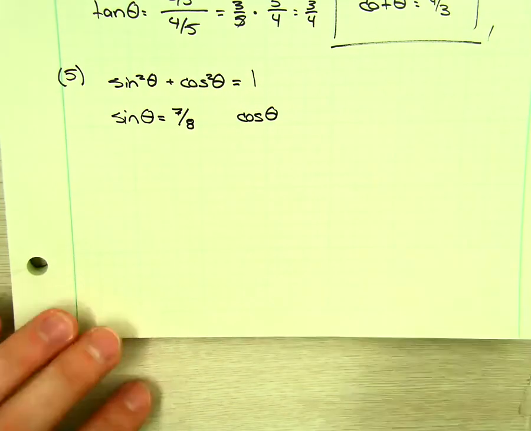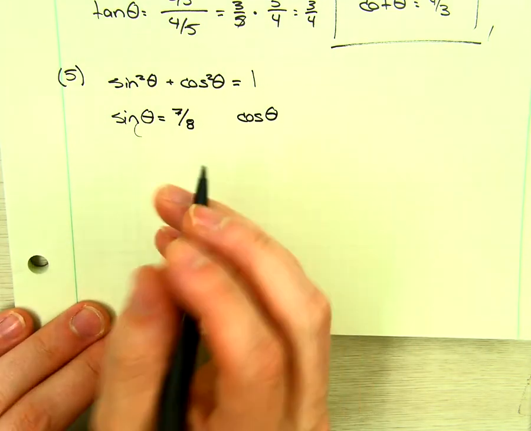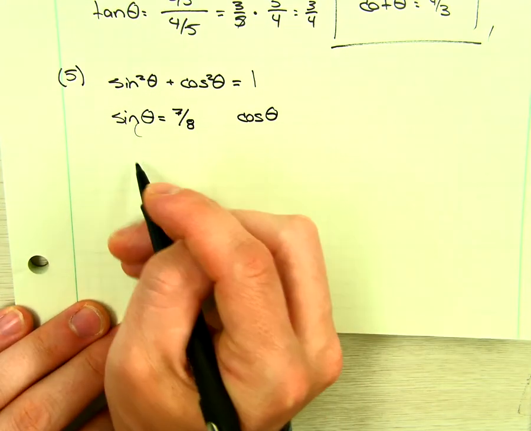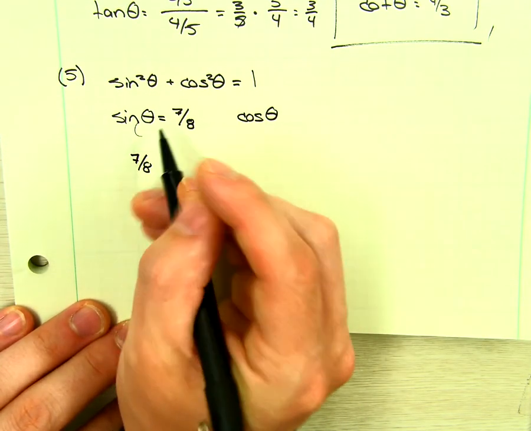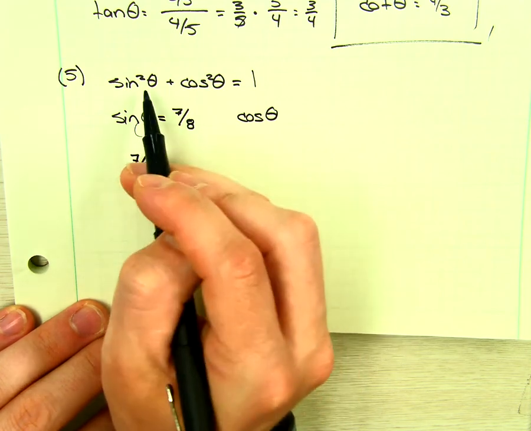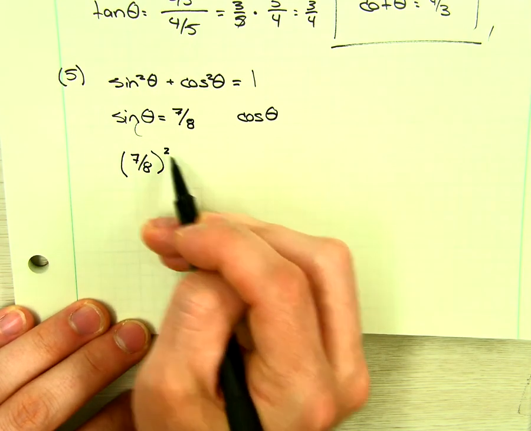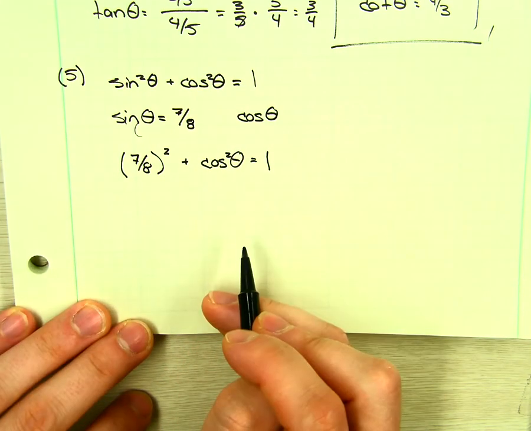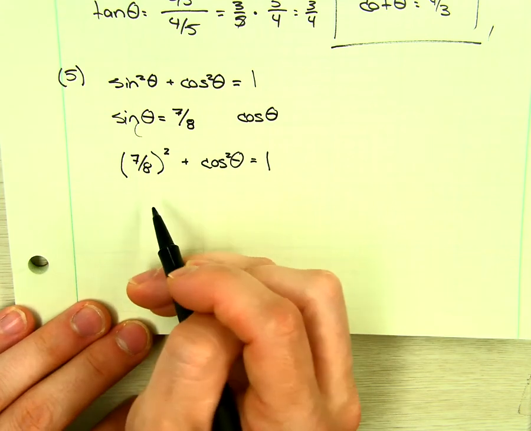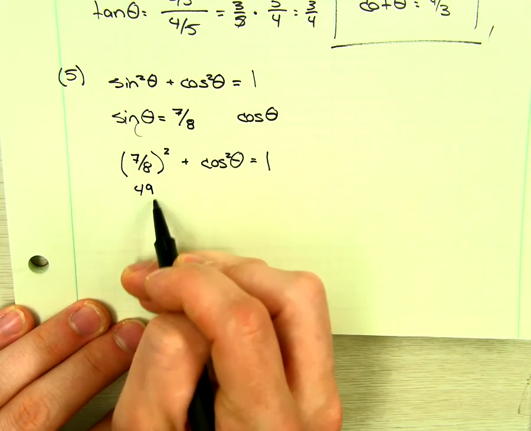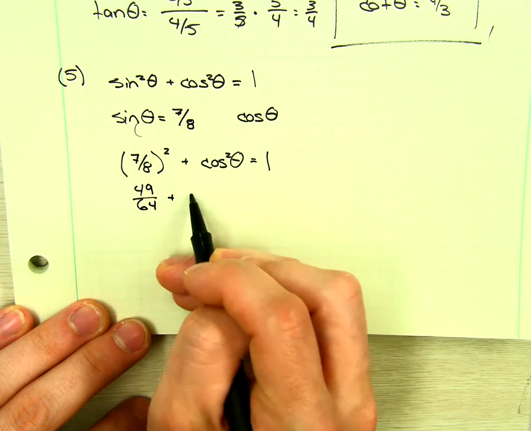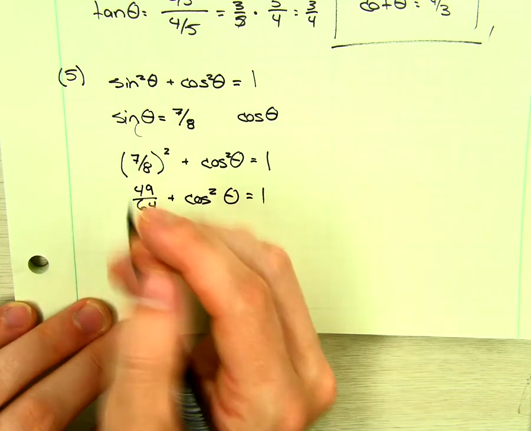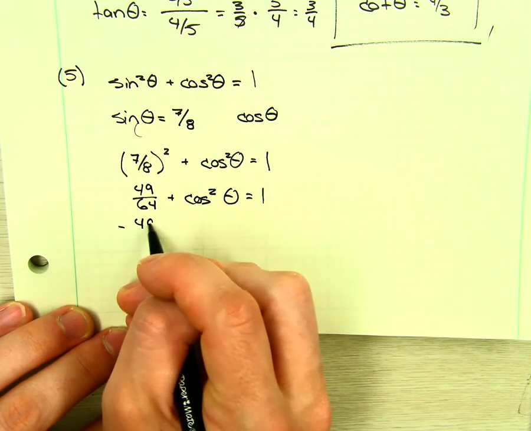Well, that's not too terribly difficult. I know this. I can sort of plug and chug and do a little bit of algebra and figure it out. Nothing too complicated. So sine of theta is 7/8. Just doing some substitution. So sine squared is going to be 7/8 squared plus the cosine squared of theta is equal to 1. So 7/8 squared, that's going to be equal to 49 over 64 plus the cosine squared of theta is equal to 1. So now I can just subtract this fraction from both sides.